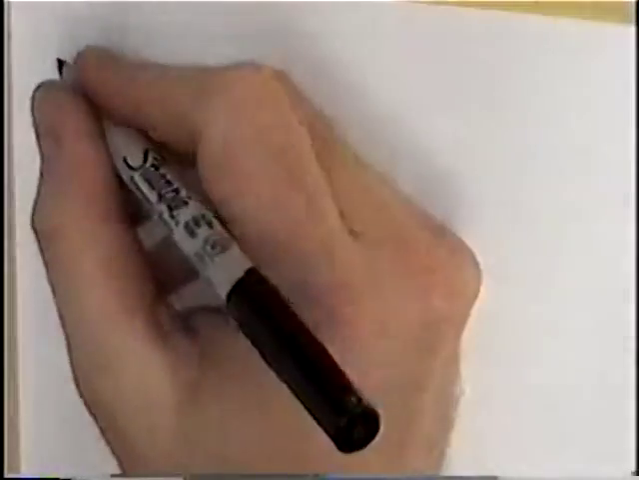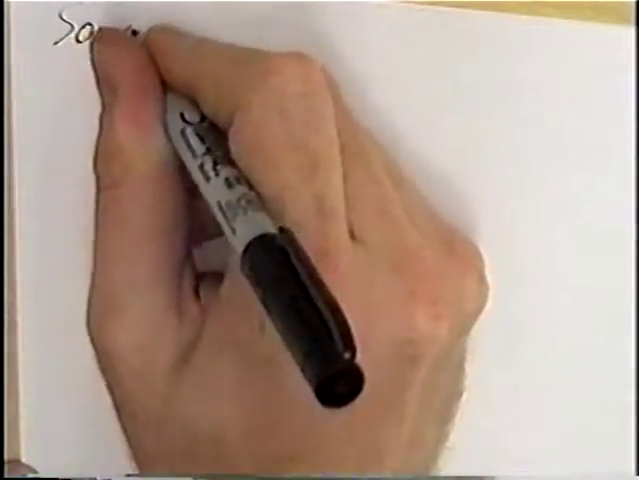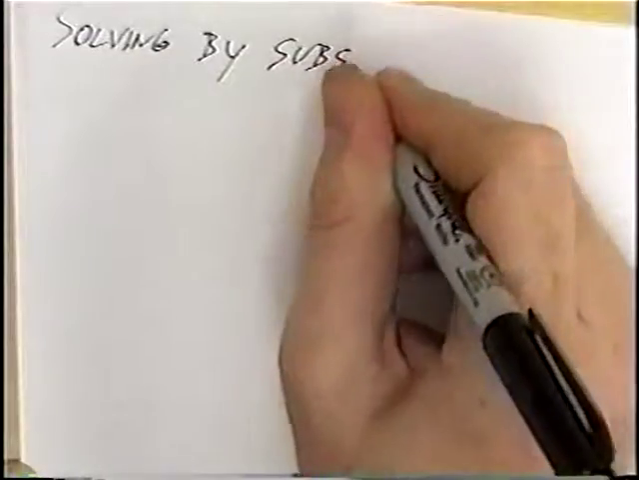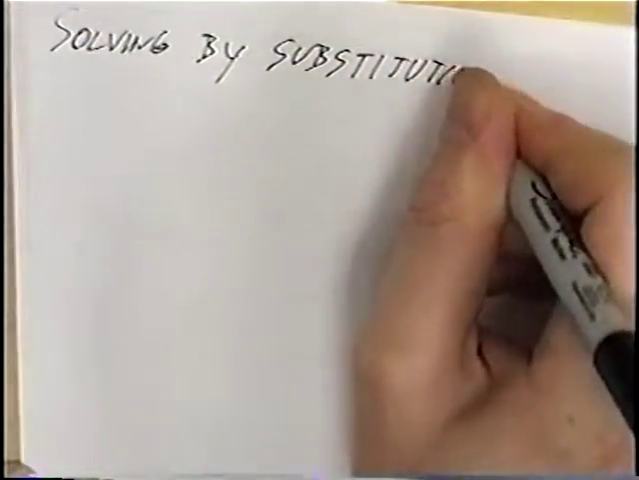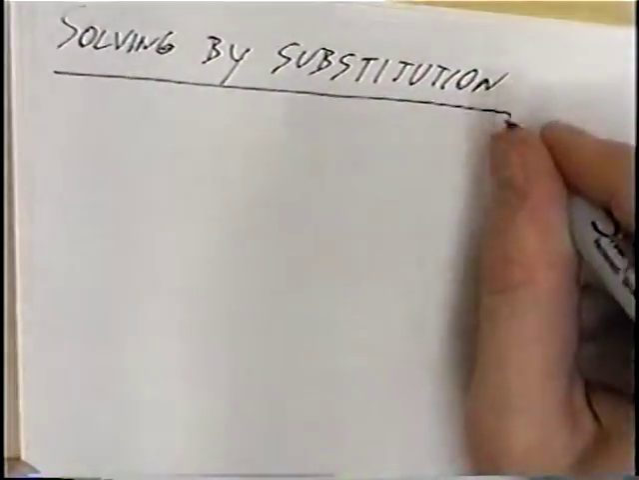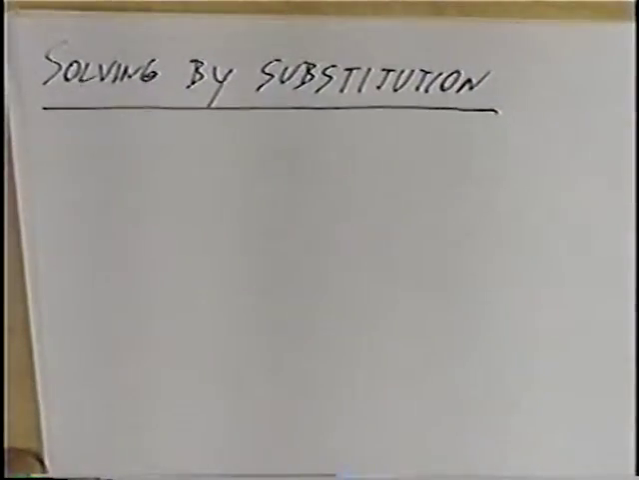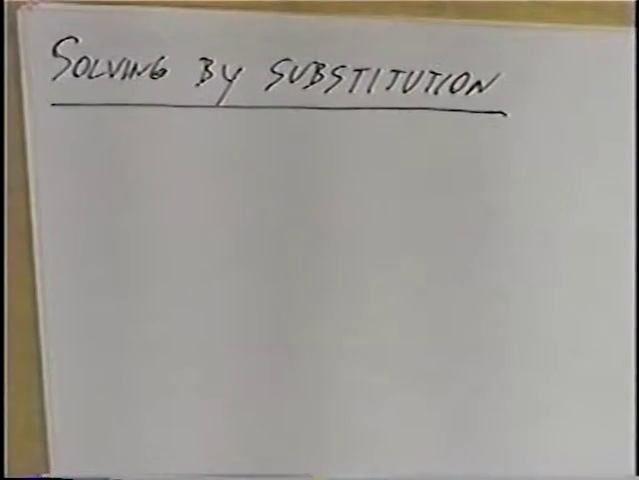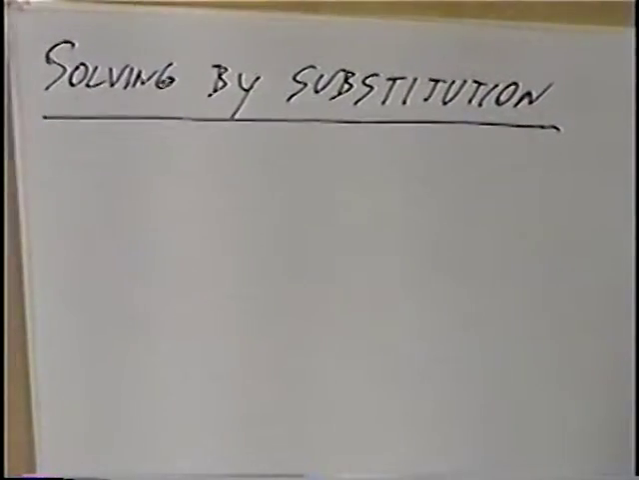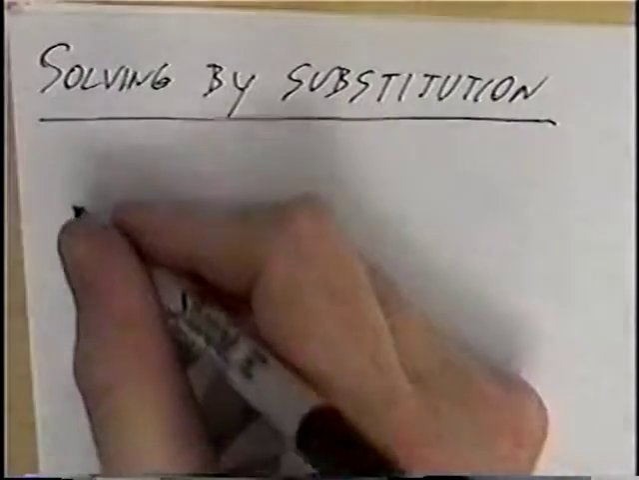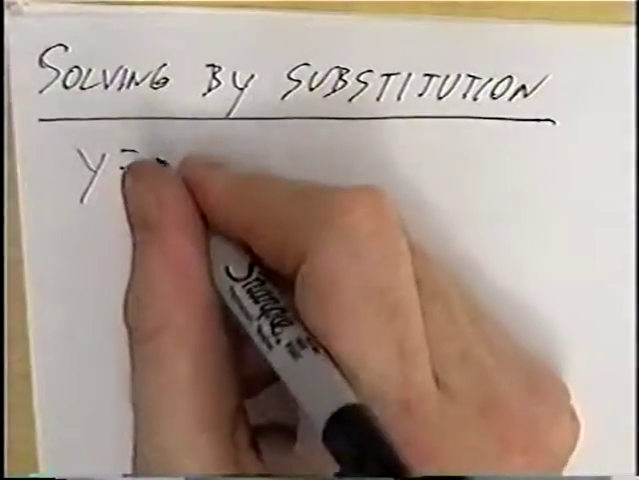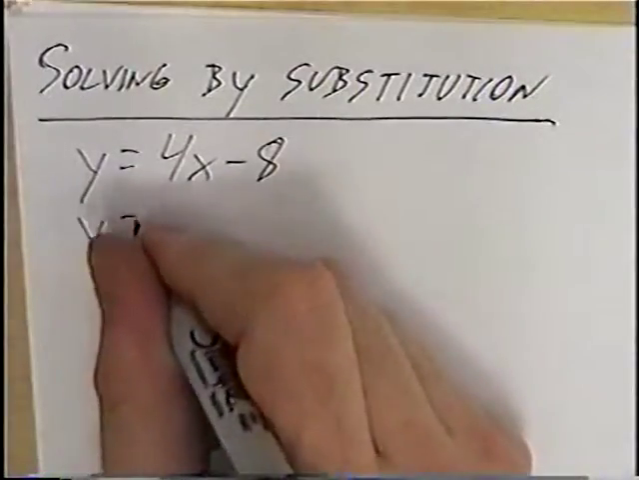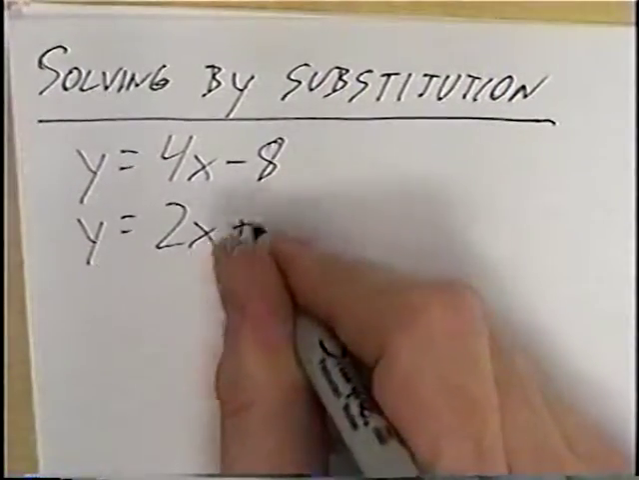Title of the last section today is Solving by Substitution. In this section, we'll solve by substitution to solve for x and y. First two equations, y equals 4x minus 8. And the second equation, y equals 2x plus 10.